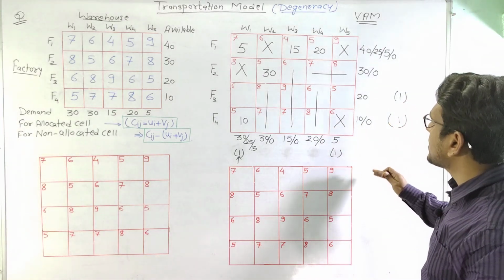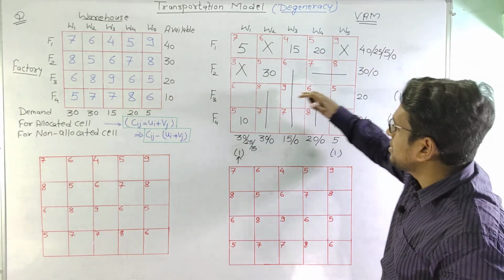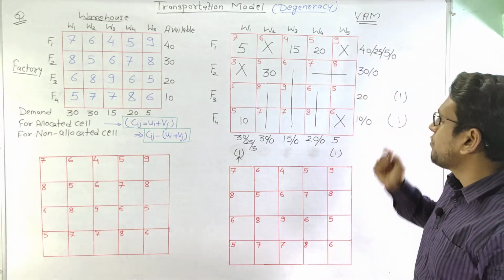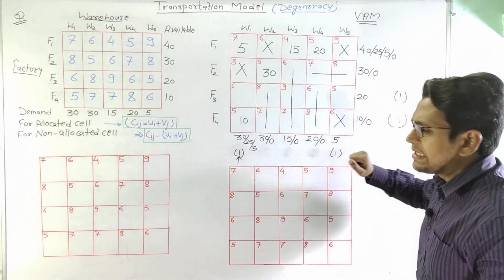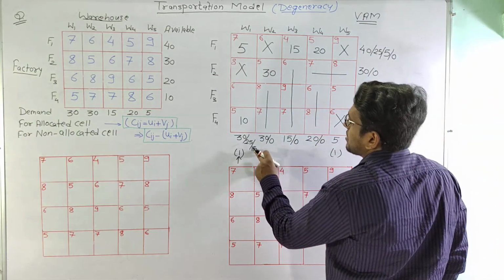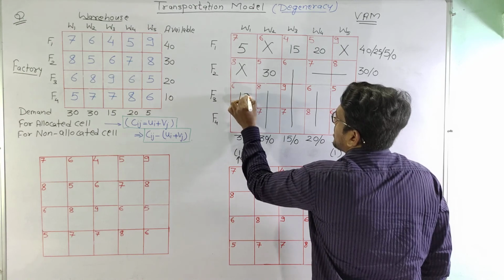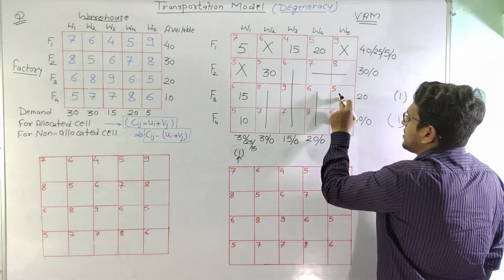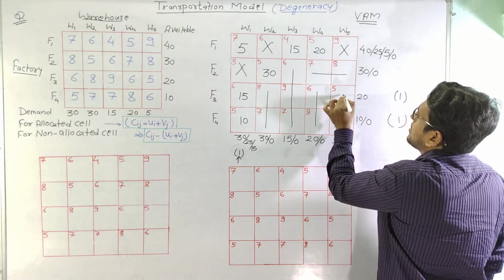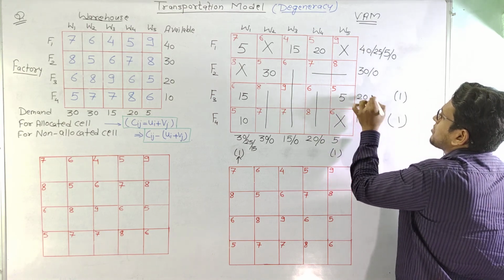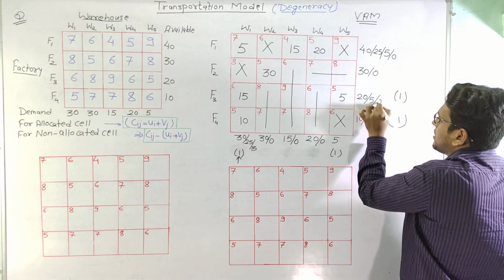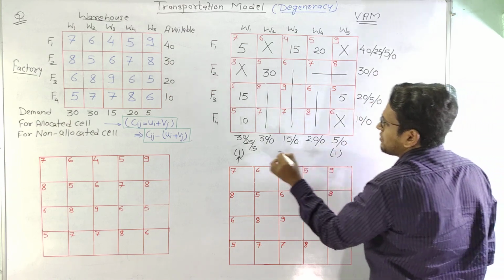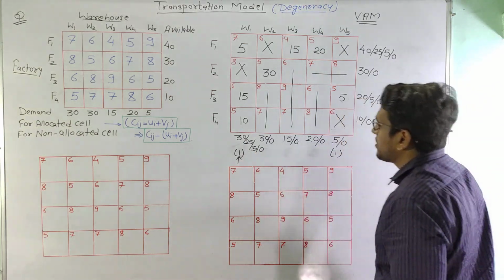And now we can see that only one row is remaining. That means we are now forced to allocate the remaining values in these particular cells. So let us see, here we have to allocate the remaining 15 quantity, here we have to allocate 5 quantity, because after allocating 15 there we have 5 remaining, and after allocating 5 we have 0. Similarly here will be 0, here it will be 0.